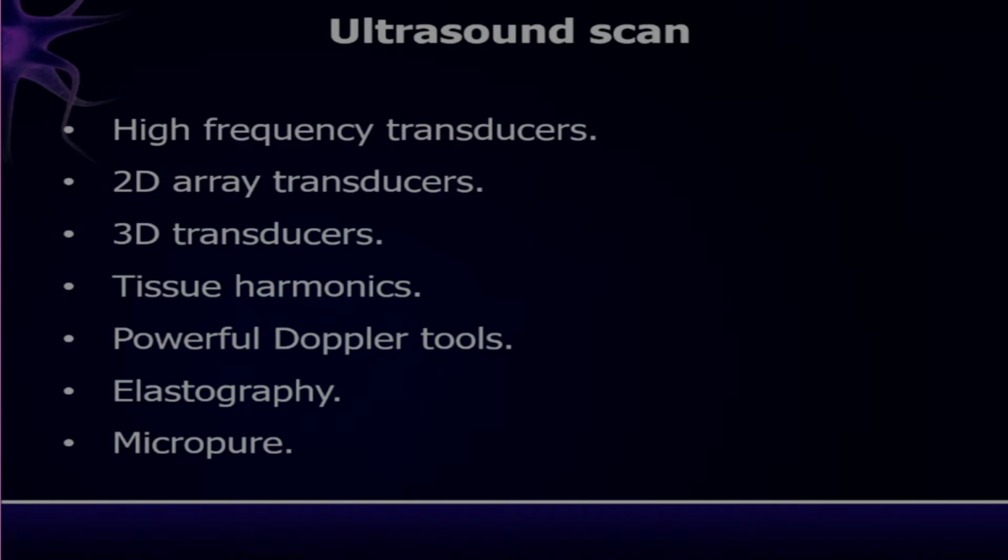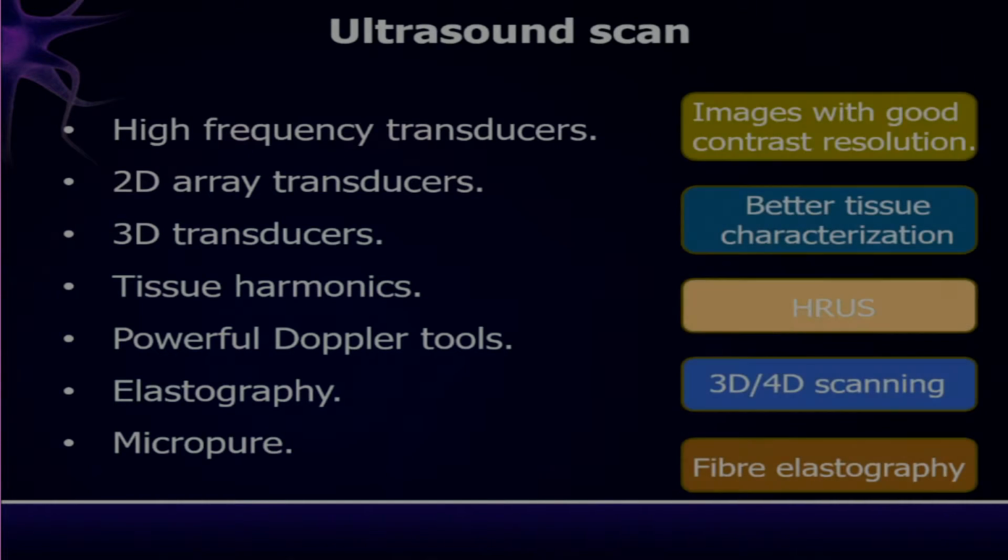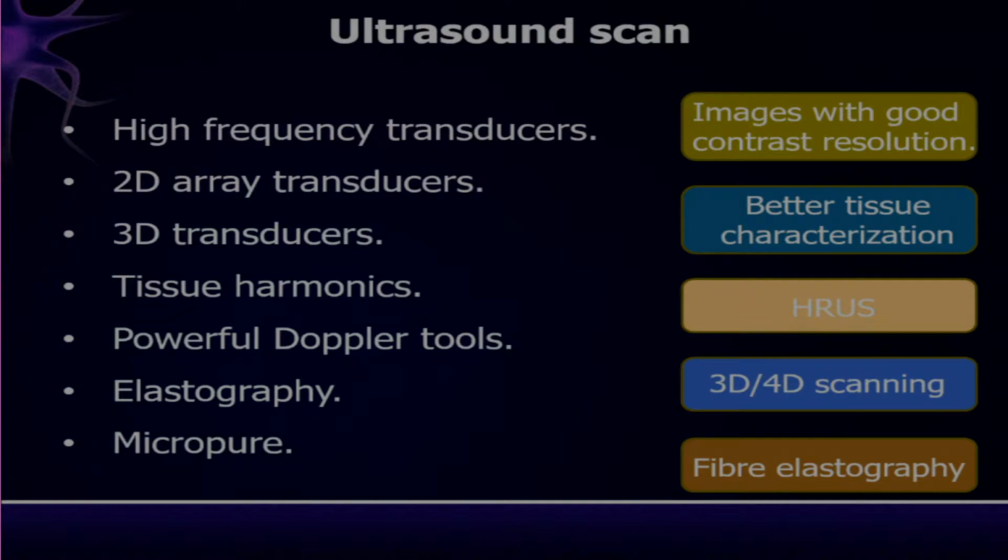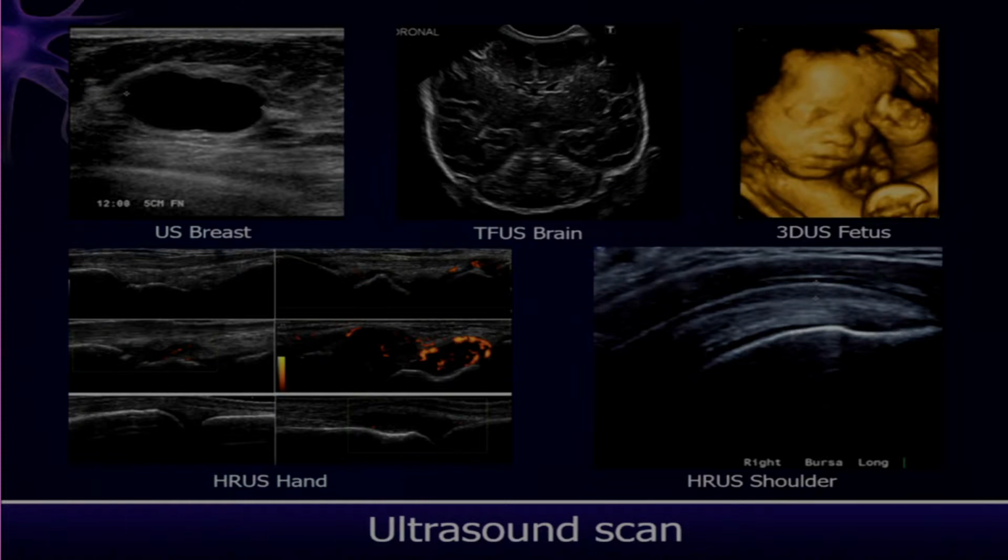In ultrasonography, with high-frequency transducers, 2D array transducers, 3D transducers, tissue harmonic abilities, powerful Doppler tools, elastography, and micropure software, you can produce good quality images with better contrast and resolution, which will give better tissue characterization. And we can do high-resolution ultrasound, 3D, 4D ultrasound, and elastography. These are some of the examples.